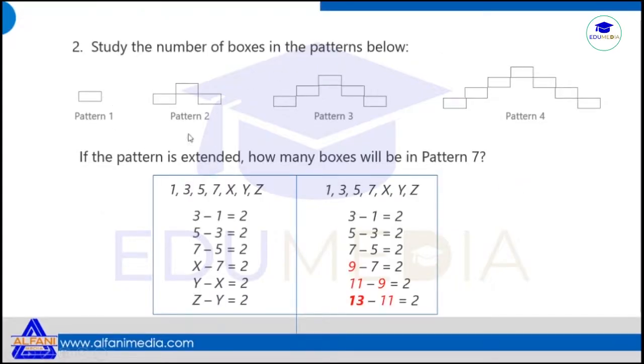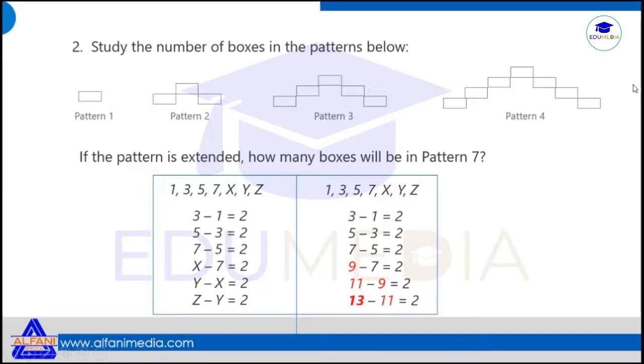Now for me to get this answer, what I did is to represent each of these patterns with a number, I mean the number of boxes. So pattern 1 has 1 box, so I indicate that with 1. Pattern 2 has 3 boxes, so I indicate that with 3. Pattern 3 has 5 boxes, so I indicate that with 5. Pattern 4 we have 7 boxes, so I indicate that with 7. That is 1, 3, 5, 7. Now pattern 5, I don't know the number of boxes, so I indicate that with X. Pattern 6 also, I don't know the number of boxes, I indicate that with Y. And then pattern 7, I don't know the number of boxes, so I indicate that with Z.